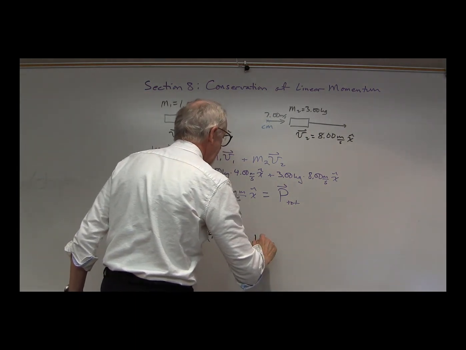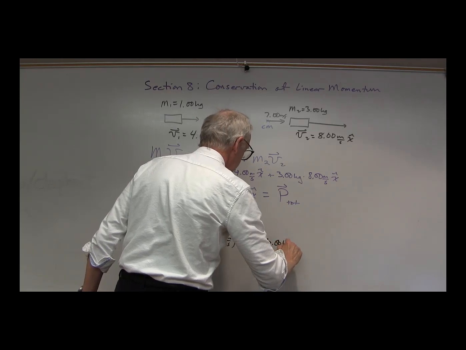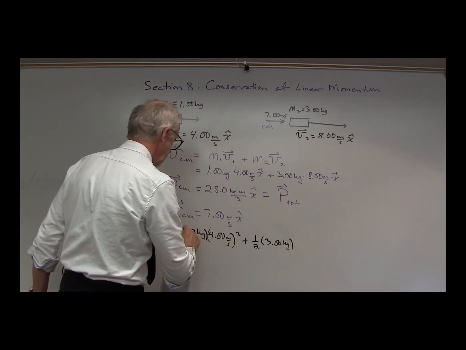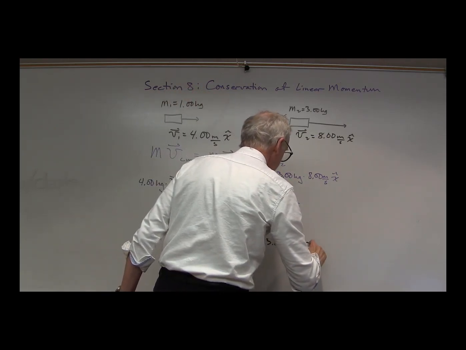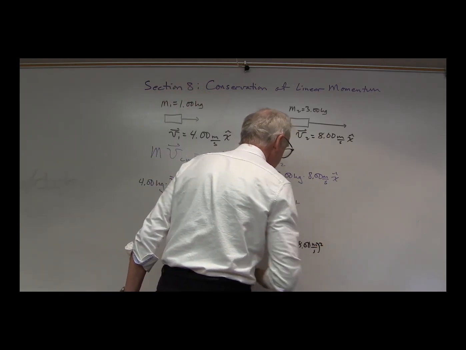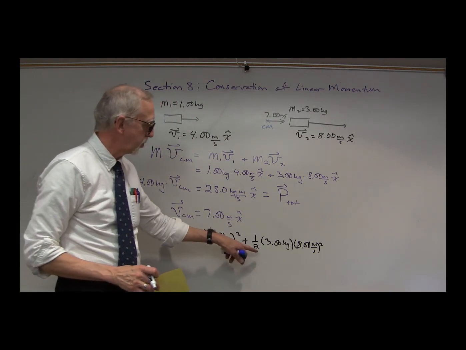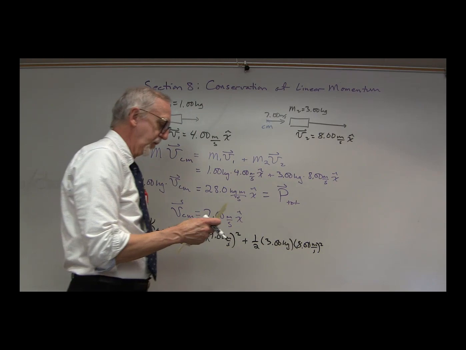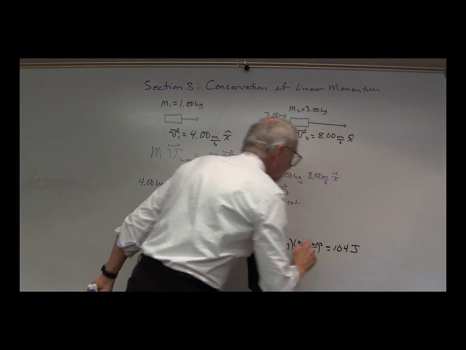1/2 m, which is 3 kilograms, times v, which is 8 meters per second squared. Okay, multiply that all out. 1/2 times 1 times 16 plus 1 times 3 times 64. And what do we get? We get 104. Great.